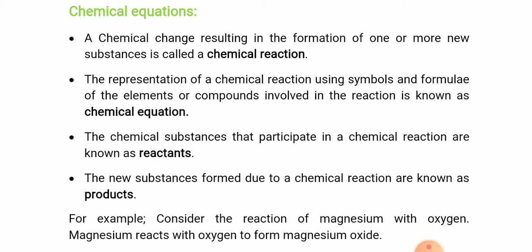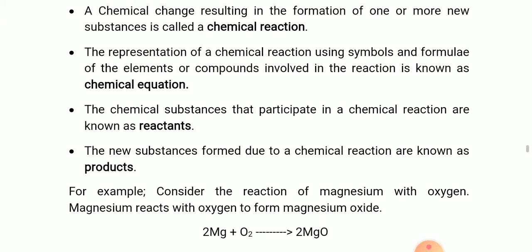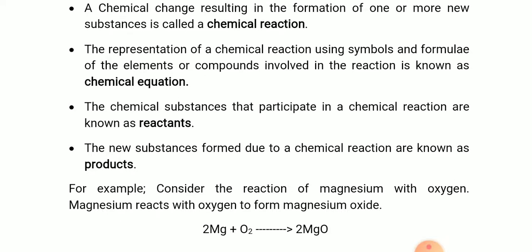For example, consider the reaction of magnesium with oxygen. The product will be magnesium oxide. So this is a chemical equation: Mg plus O2 gives MgO. This is not a balanced chemical equation. The balanced equation is 2Mg plus O2 gives 2MgO. Here Mg, that is magnesium, and oxygen O2 are reactants and MgO is the product.